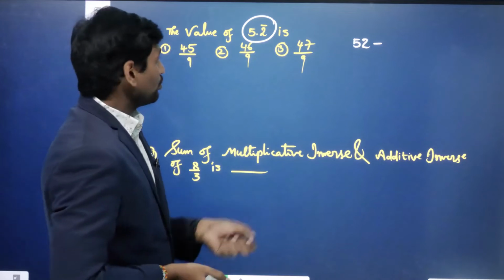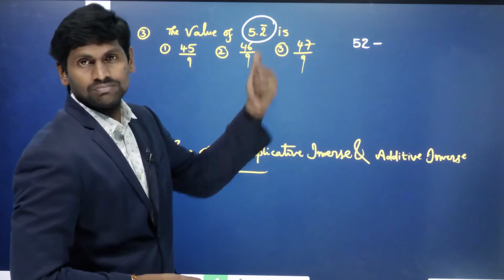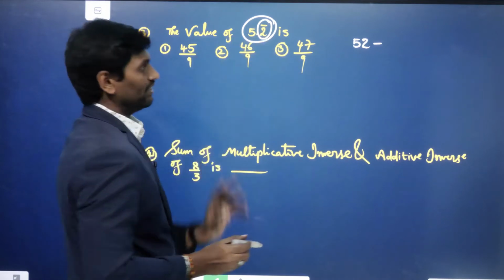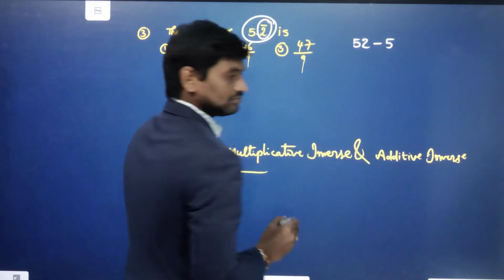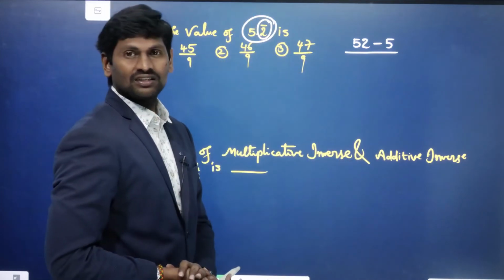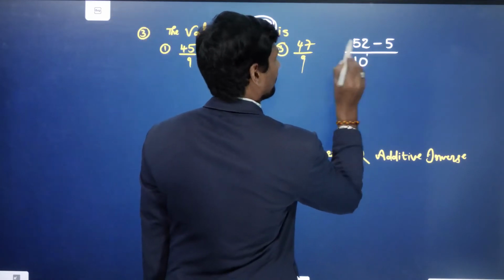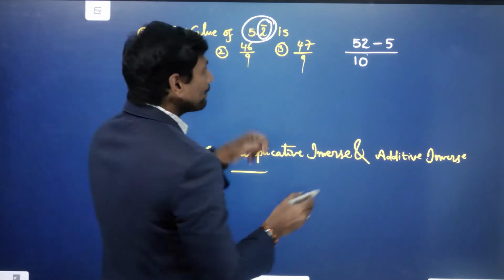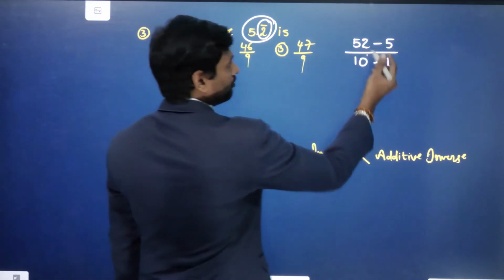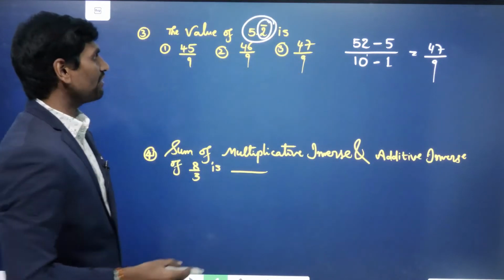minus the number which is not included under the vinculum, that is the bar. The bar is applicable only for 2, not for 5. So subtract this 5, divided by, after the point how many decimals? 1 decimal. That means 10 power 1. How many are repeating here? Only 1 is repeating. So 52 minus 5 is 47, by 10 minus 1 is 9. 47 by 9 is our required answer.